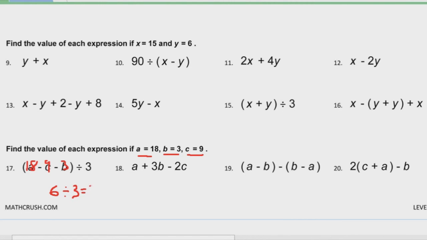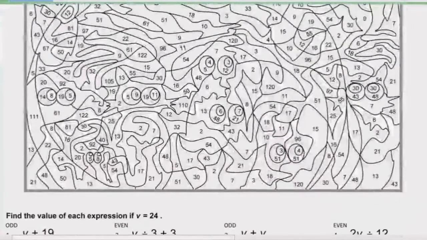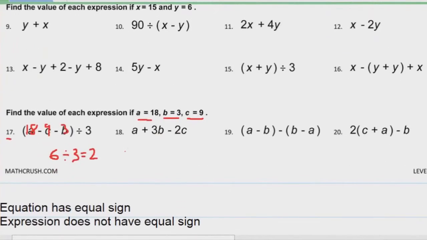And we get 2. Again, it's an odd problem, so we come up here because 17 is odd, and we find the 17 and shade it in lightly. Remember, there's probably more than one of them. So look for all of them. Ooh, I see at least 2. I'm not going to show you where they are because that's the whole fun of it, finding where they're at.